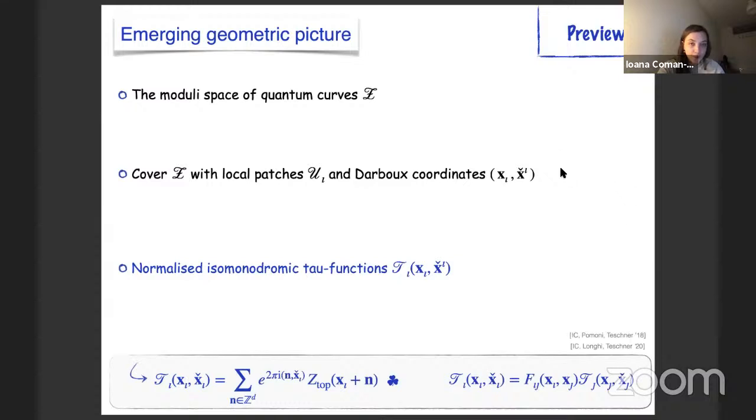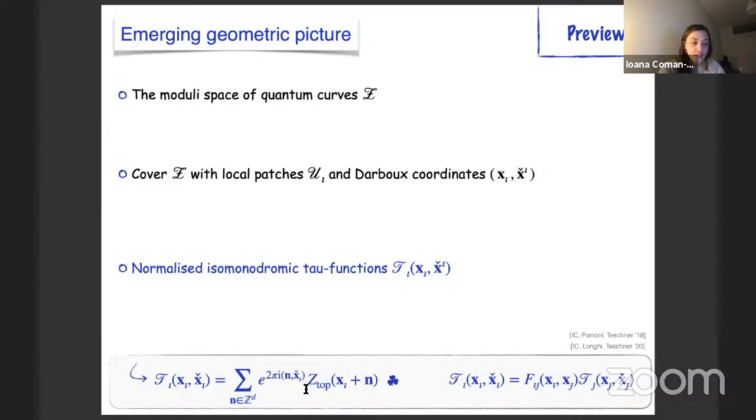So as you see here, there are three main parts to this story. The first one establishes what the moduli space of quantum curves is. And then there are two levels, the first of which looks at the coordinates on this space Z calligraphic. And then one level up, the discussion of the isomonodromic tau functions that are associated to the quantum curves and from which the topological strings partition functions can be extracted from generalized theta series expansion.